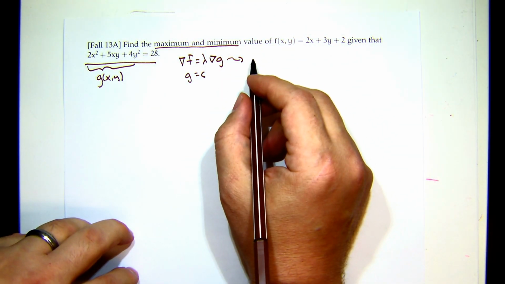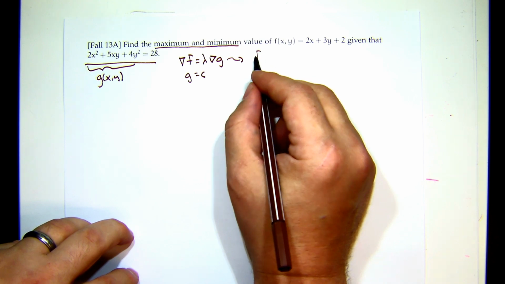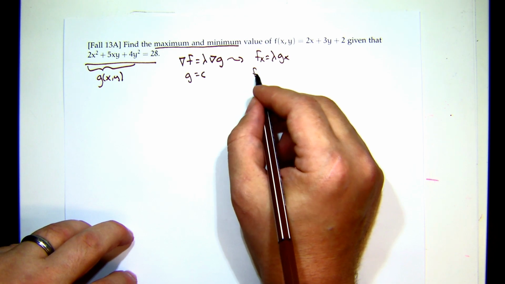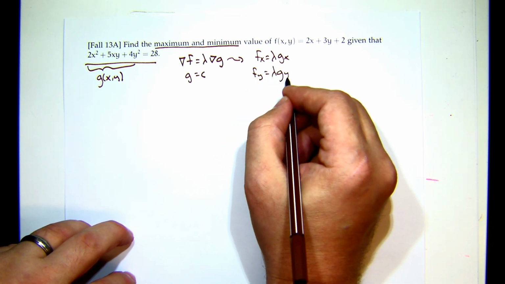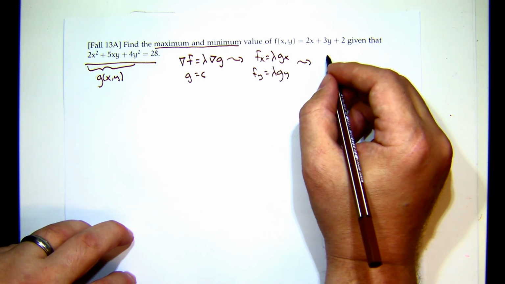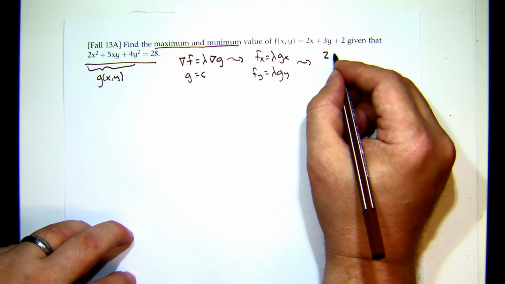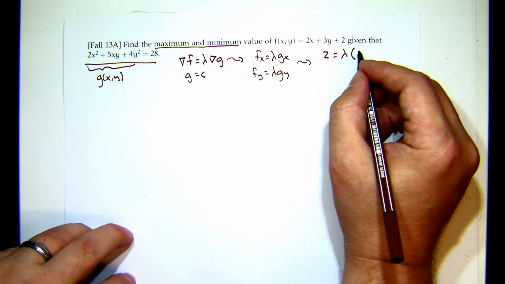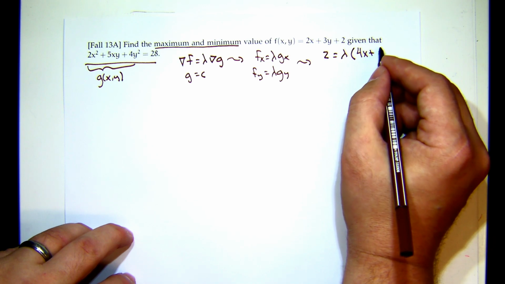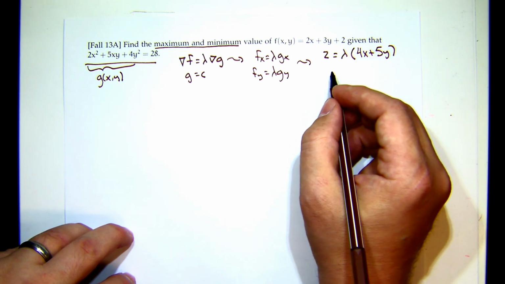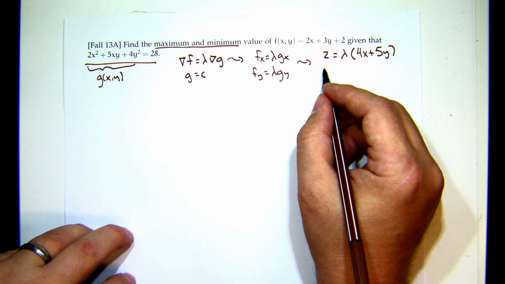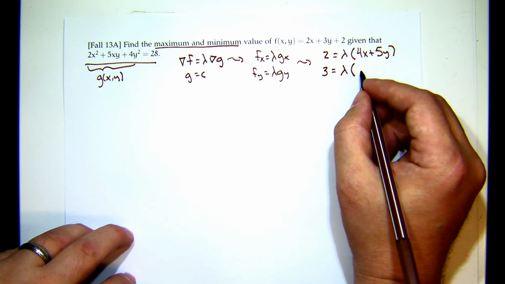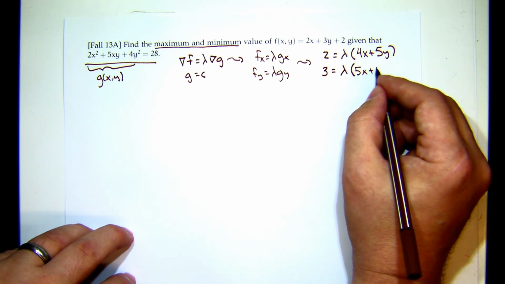So gradient of f equals lambda gradient of g. That says f sub x equals lambda g sub x, and f sub y equals lambda g sub y. Well, what is f sub x? 2. That equals lambda times g sub x, which is 4x plus 5y. All right, f sub y is 3. Well, that's going to equal lambda times g sub y, which is 5x plus 8y.